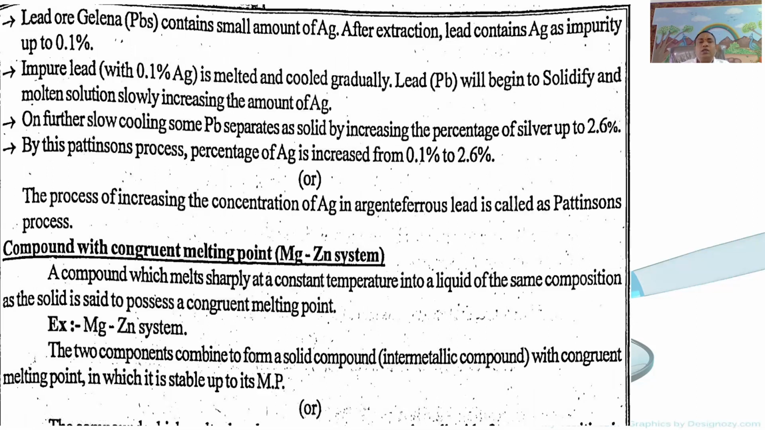Here, in this process, the lead ore is galena, PbS, which contains a small amount of silver. After extraction, lead contains silver as an impurity up to 0.1%. The impure lead with 0.1% silver is melted and cooled gradually. Lead will begin to solidify and the molten solution slowly increases in the amount of silver.